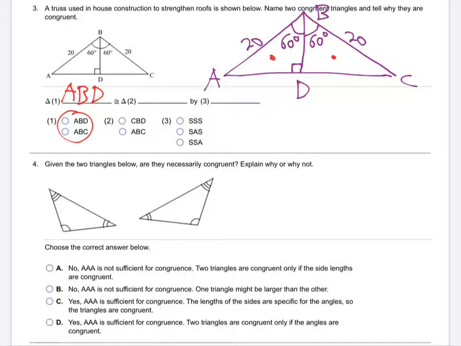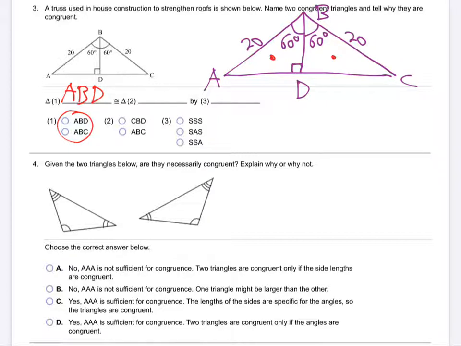ABD, right? Not ABC. What's ABC? That's the whole thing, right? We don't want to say that. We want to say the one on the left is identical to the one on the right. We don't want to say the whole thing. So the one on the left, ABD, is identical to the one on the right.